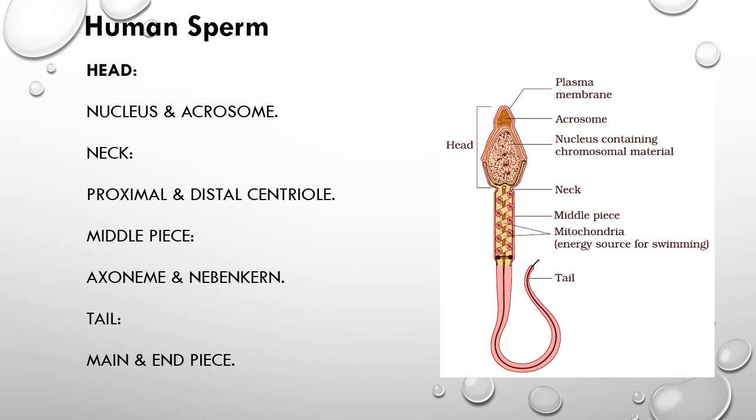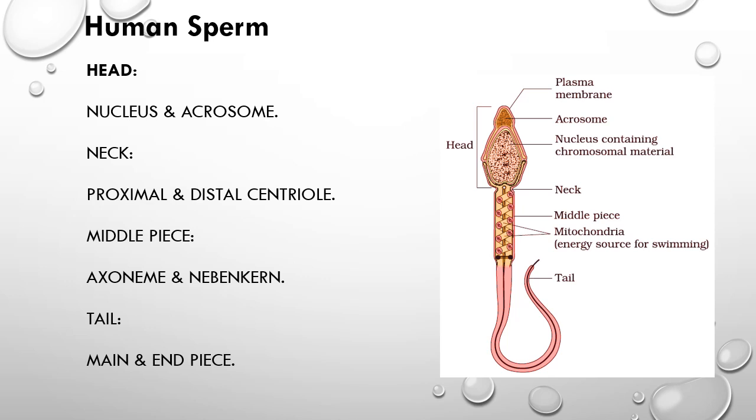Human sperm consists of three important parts, namely head, middle piece and tail. The head is the anterior part, the first part of the human sperm, and it in turn contains the nucleus and acrosome. The nucleus contains the chromosomes obtained from the father, that is paternal chromosomes.